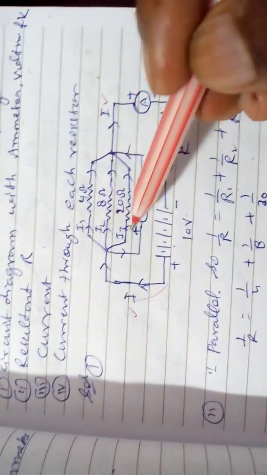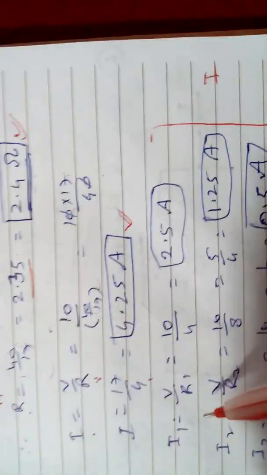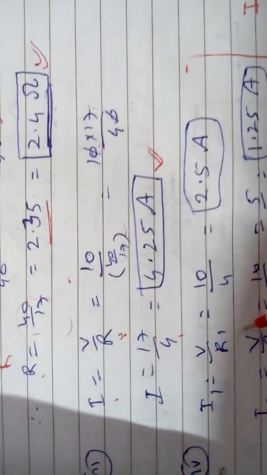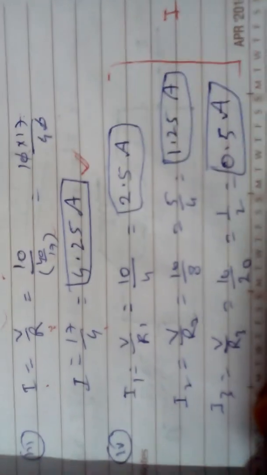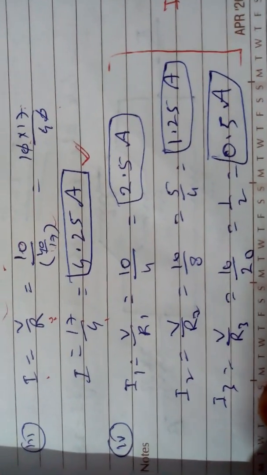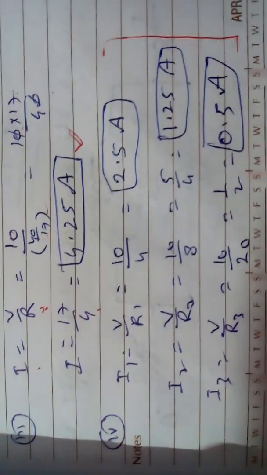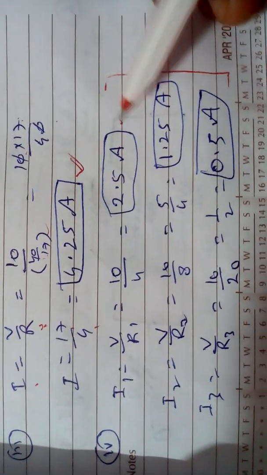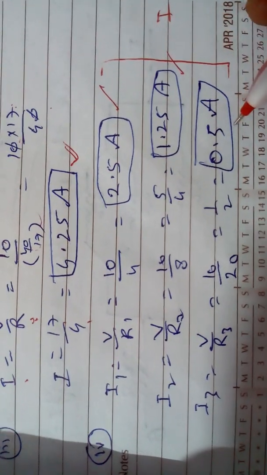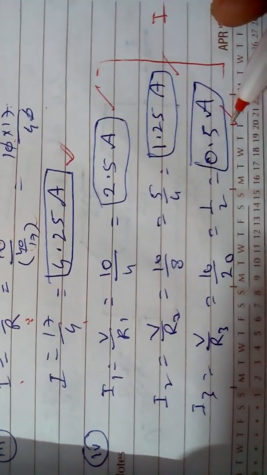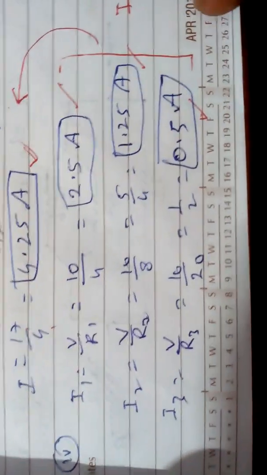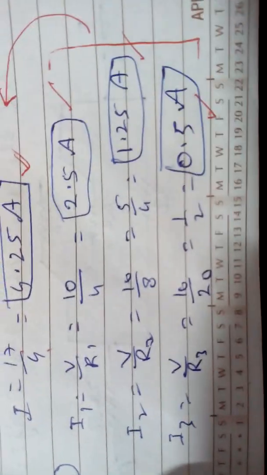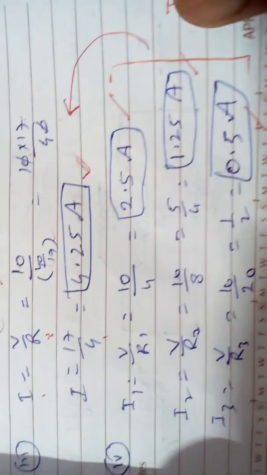Now current is distributing according to the resistance. So I1 is equal to, again Ohm's law, V upon R1, I2 is equal to V by R2, I3 is equal to V by R3, and you are getting here three different currents. First is 2.5 ampere, 1.25 ampere, 0.5 ampere. All three when you add, you will again get the actual total current in the circuit. Like the potential difference, here also you are getting the sum same. So this type of question you will get.